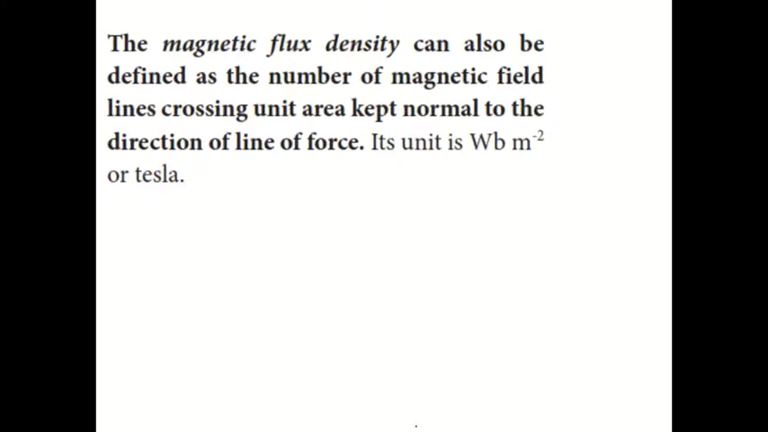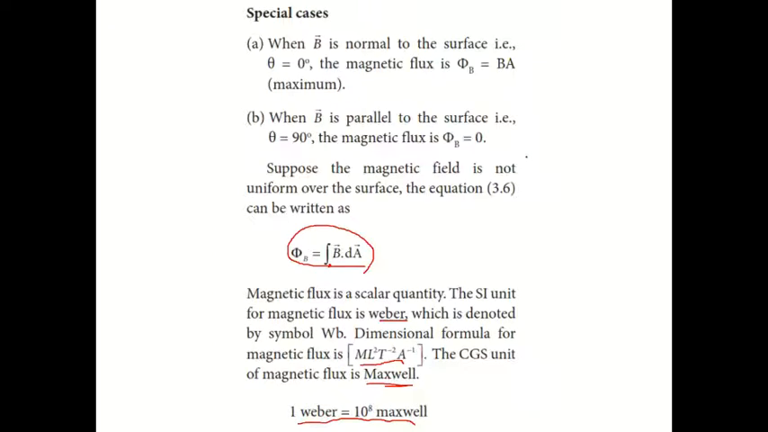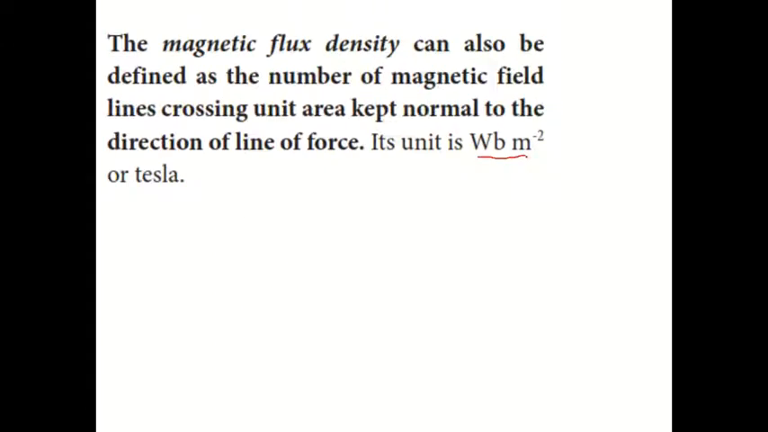Now, magnetic flux density, its unit is Weber per meter square. The magnetic flux density can also be defined as the number of magnetic field lines crossing a unit area kept normal to the direction of line of force.